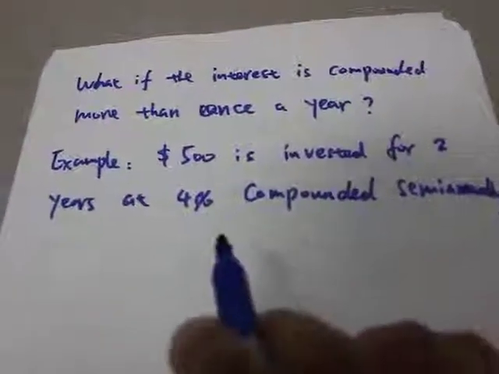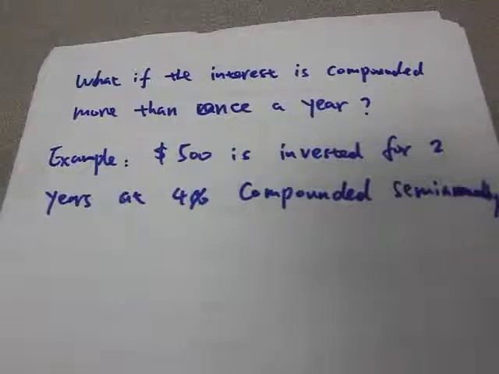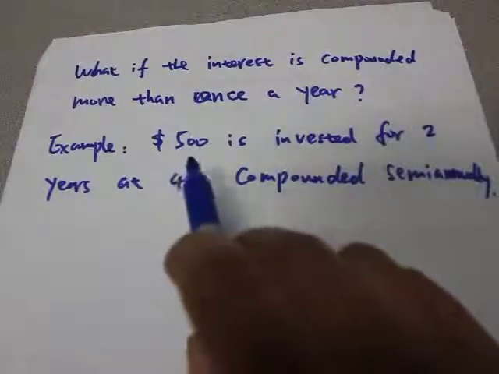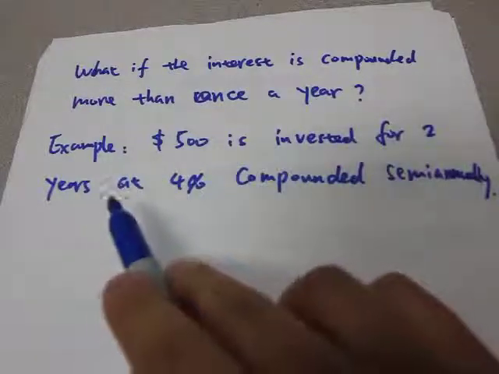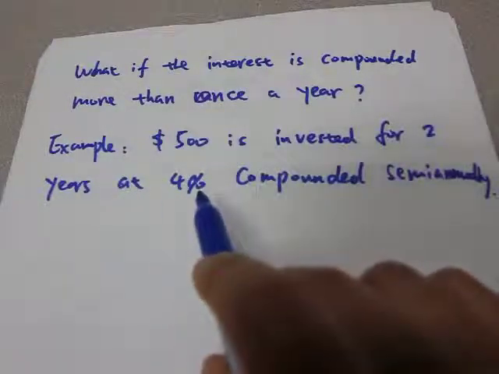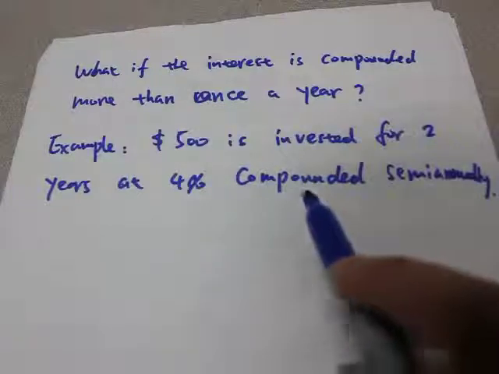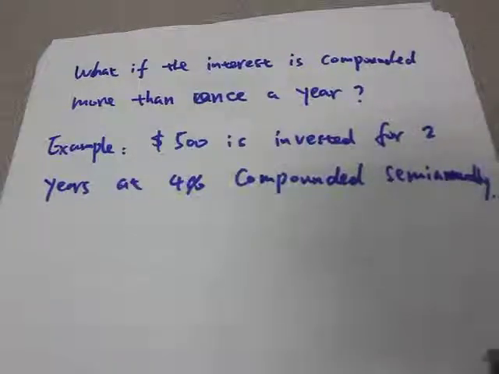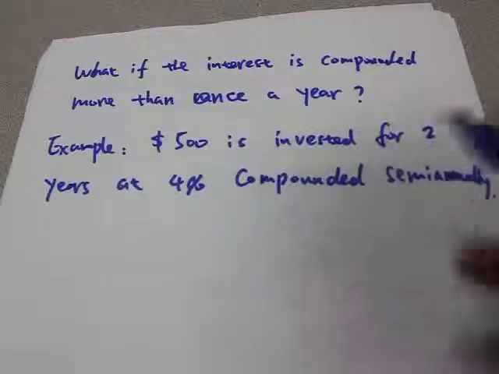Now let's take a look at this example, and I will use this example to show you how we derive that formula. Okay, so this problem says there is $500 invested for 2 years at 4% interest rate, and now the interest rate is compounded semi-annually, and we want to find the amount of money at the end of the second year.